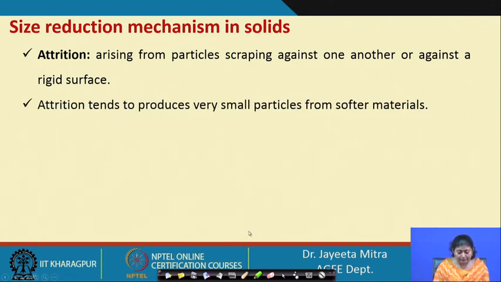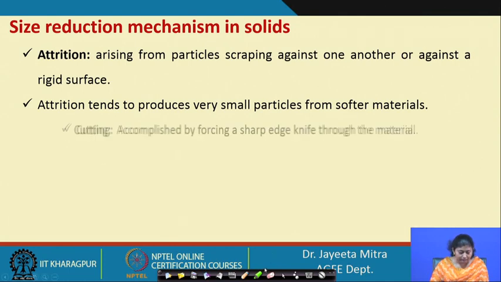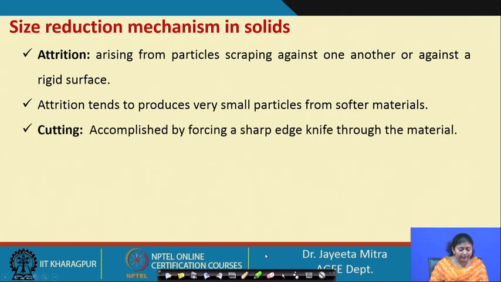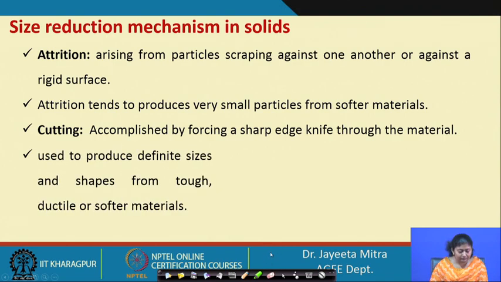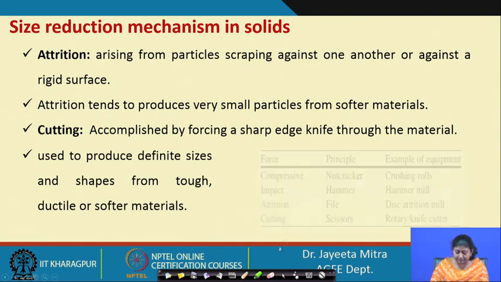Attrition tends to produce very small particles from softer material. Cutting is accomplished by forcing a sharp-edged knife through the material, and this is used to produce a definite size and shape from tough, ductile and softer materials.